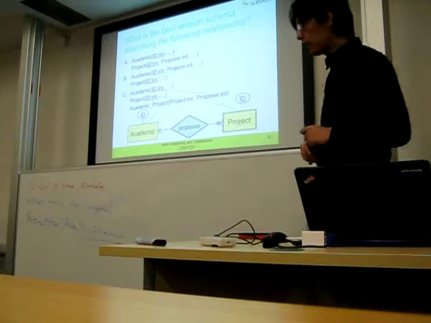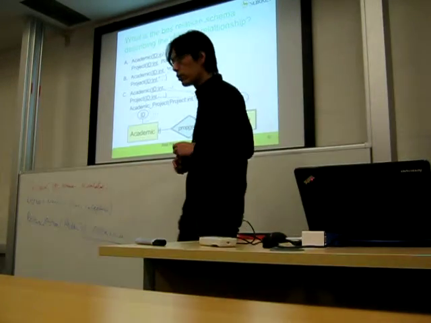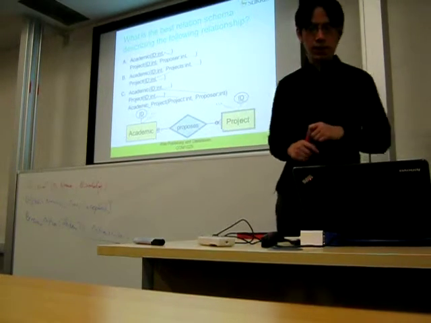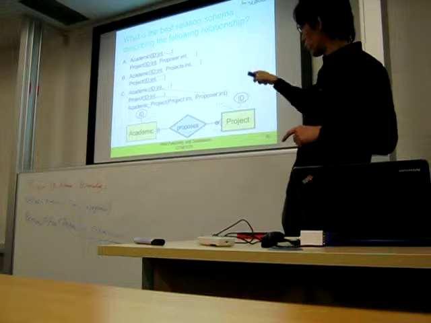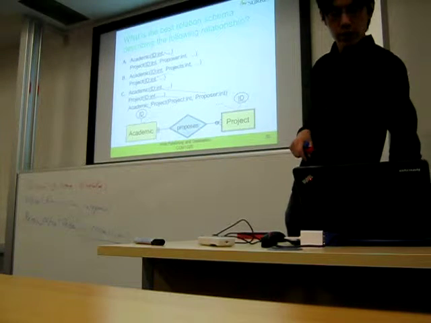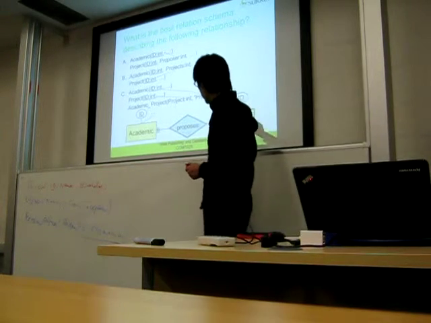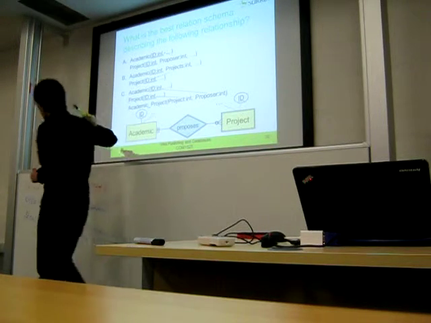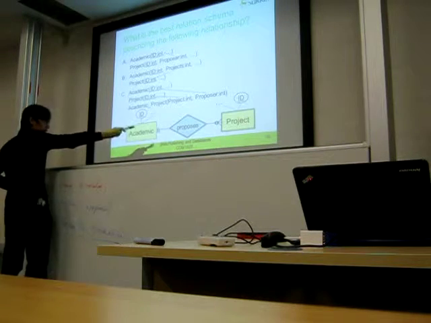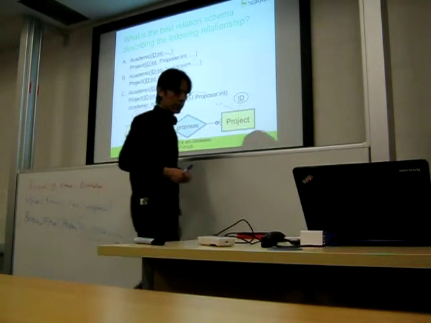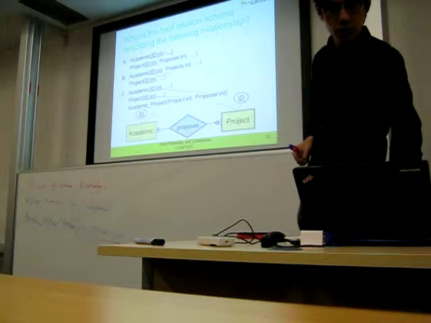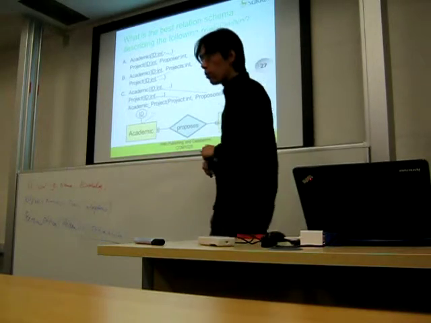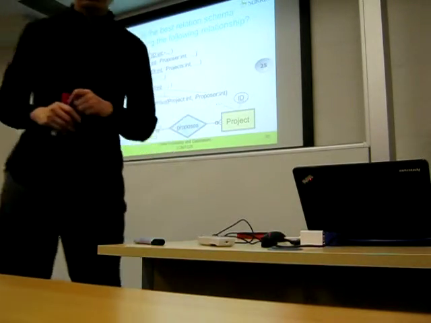Academic project, which is the relationship I used last week. If you have to implement that, look at the crow's foot notations. One project must be proposed by one and only one academic. One academic can propose 0 or many projects. One to many. How would you convert this into a relational database?